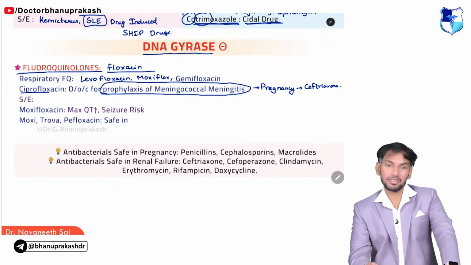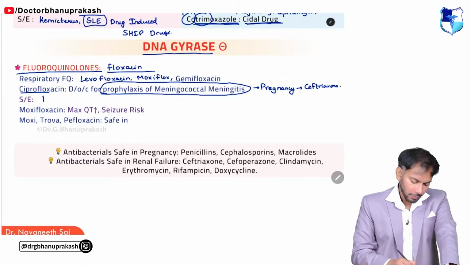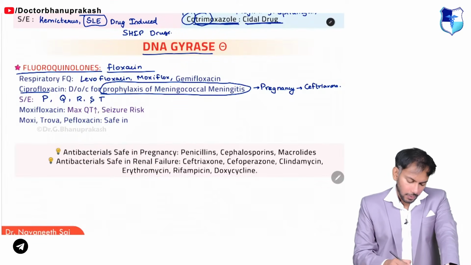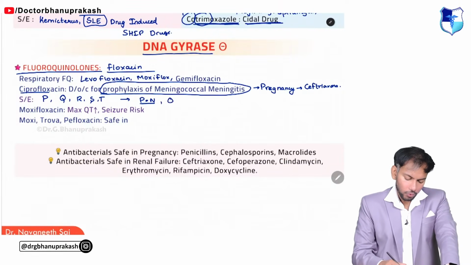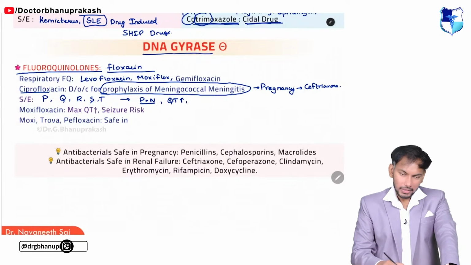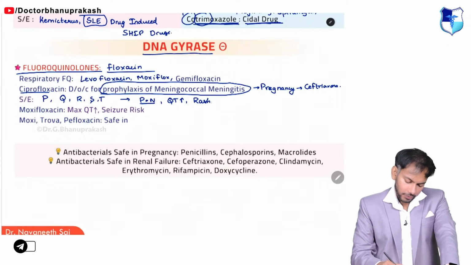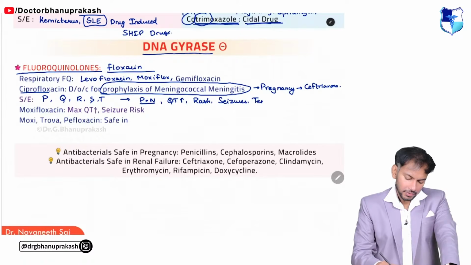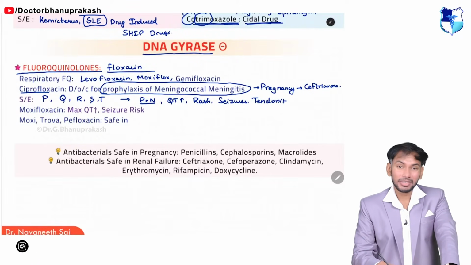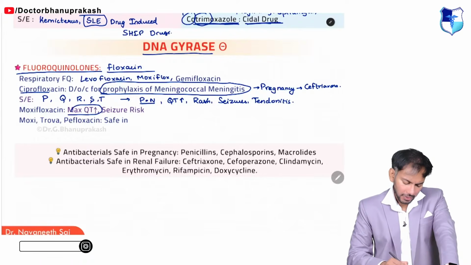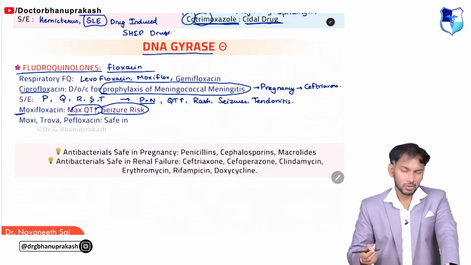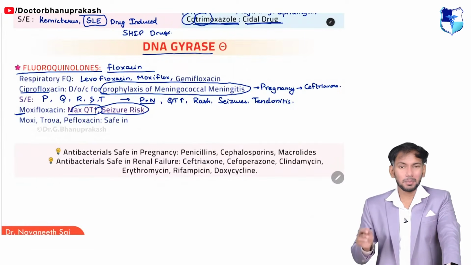Yes. Now, what are the side effects of fluoroquinolones? You can remember it with the help of PQRST. P for peripheral neuropathy. Q for QT prolongation. R for rash. S for seizures. T for tendinitis. It can cause inflammation of tendons. So, that's all. Maximum QT prolongation and maximum seizure risk is seen with moxifloxacin, M for M. Yes, please remember this.